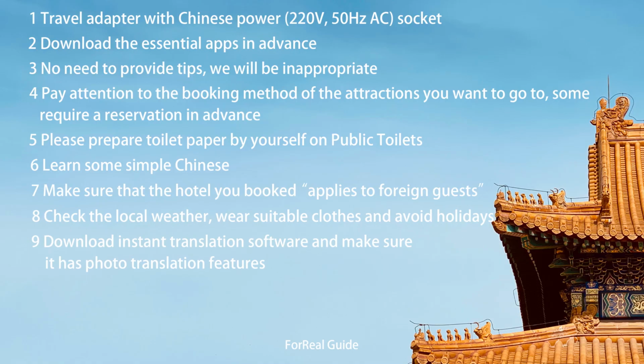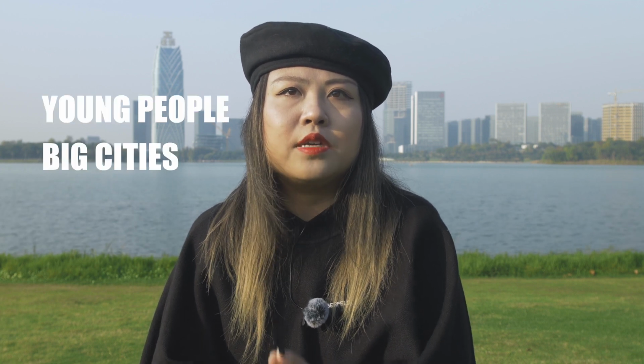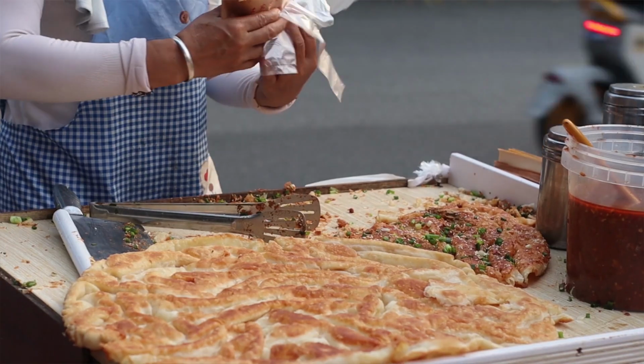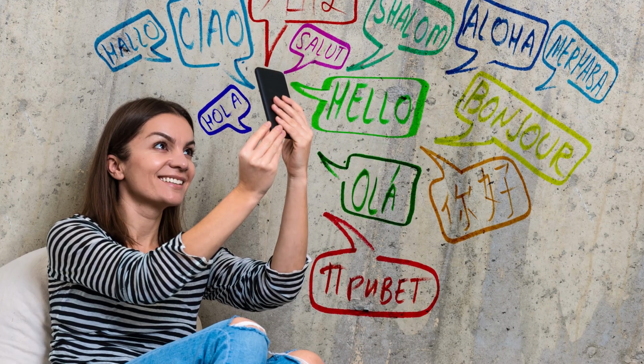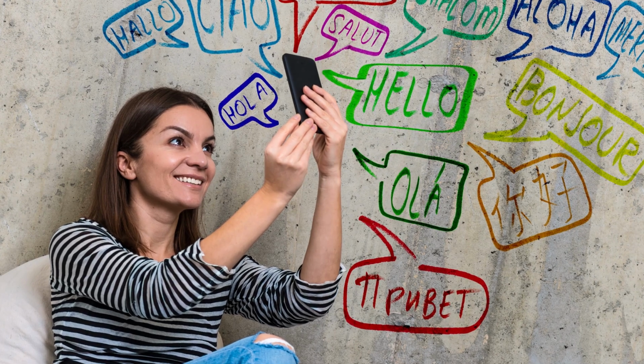Download instant translation software and make sure it has photo translation features. Honestly, there are very few people who speak English here. Only some young people in this big city can do this. But if you expect machines or randomly selected passersby to talk to you in English, I think it's impossible. The photo translation feature makes it easy for you to extract useful information from menus, store signs, and street signs.